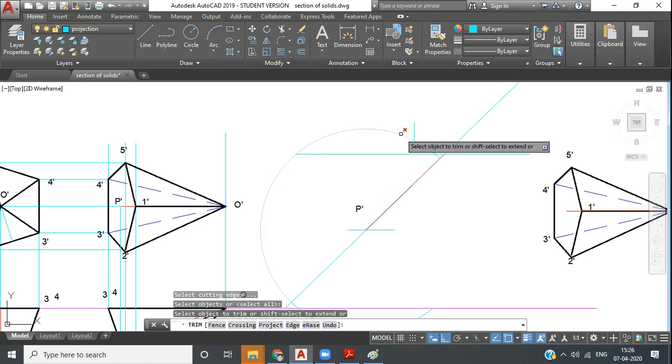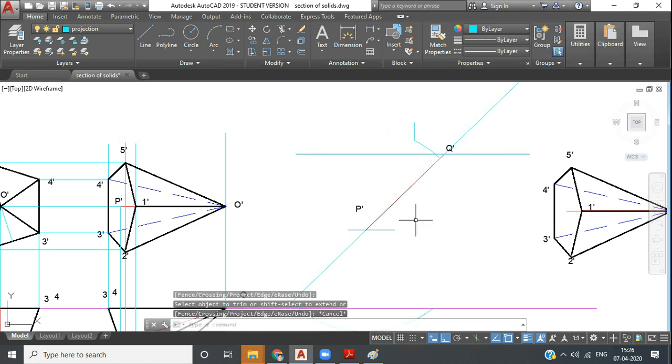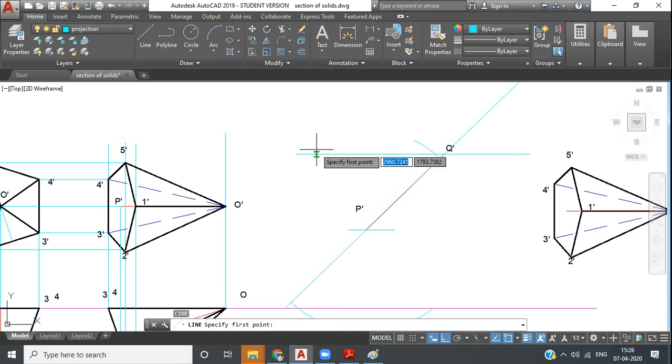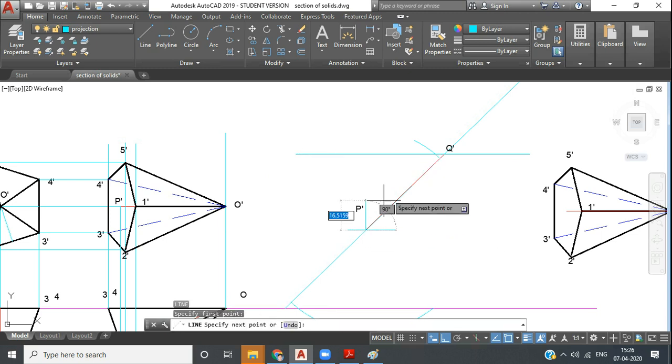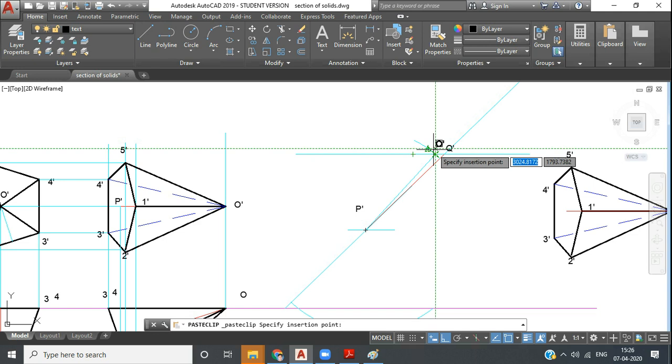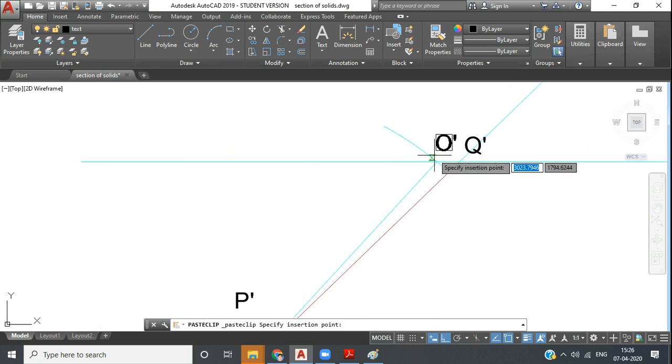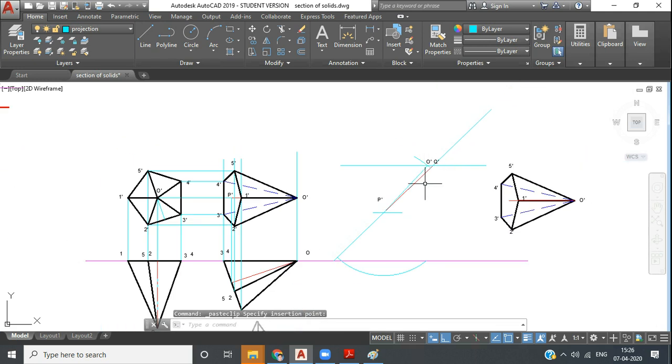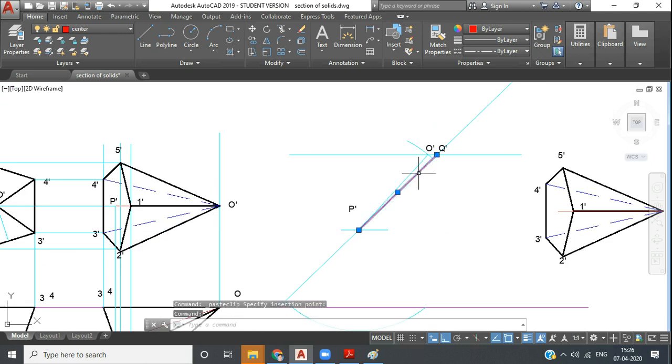So the intersection of PQ, so this is the point. I will join this P dash with the intersection point, and this is my O dash point. So this P dash O dash is my real axis. Okay, P dash Q dash was what? Your true length of the axis. This is 60, P dash Q dash. Okay, and P dash O dash is what? Your front view of the axis.